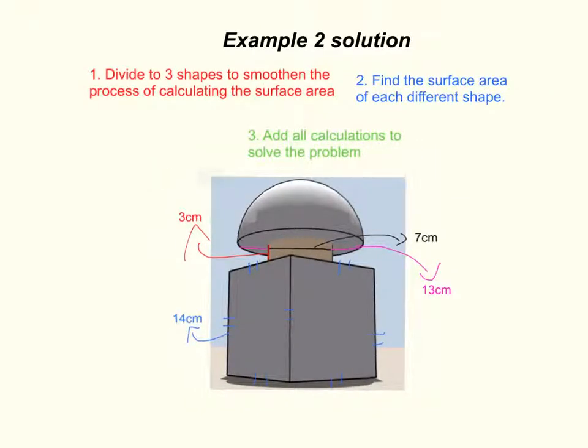To figure out the surface area for this three-dimensional composite shape, we can follow these 3 simple steps. Number 1, divide it into 3 shapes to smoothen the process of calculating the surface area. So what we can see here, we can divide the hemisphere, the cylinder, and the cube so that it is much easier for us to figure out the surface area of each shape. The next step is to find the surface area of each different shape, and the last is to add all the calculations to solve the problem, which is finding the surface area of this composite shape.